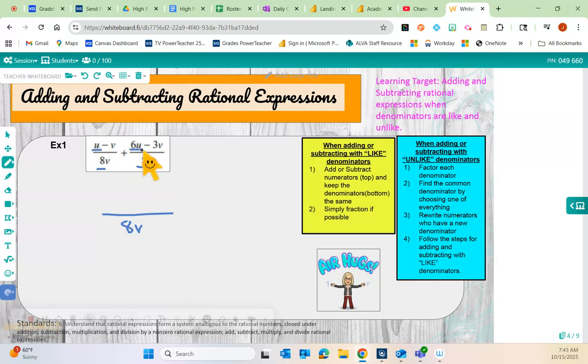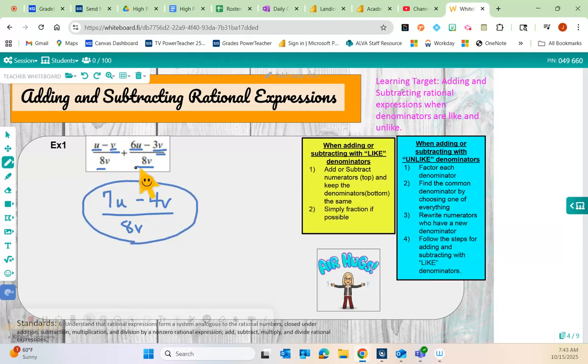So this is 1u plus 6u, which is 7u, and this is negative v plus negative 3v, which is negative 4v. And then if I can reduce, I will, but I could divide 4 and 8 by 4, but I can't divide 7 by 4. So remember, this is a family. You can't break it up. You could cancel the v's here, but you can't cancel the v's here because there's not a v in this term. So this would actually be my simplified answer.